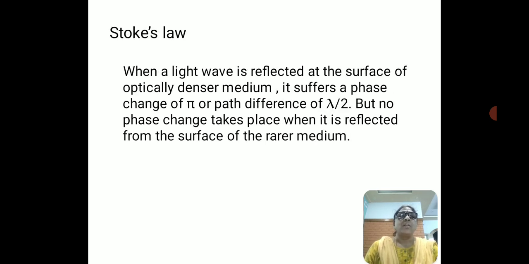Stokes law. This Stokes law applies when the reflection is from a denser medium or a rarer medium. When the light wave is reflected at the surface of an optically denser medium, it suffers a phase change of pi, or a path difference of lambda by 2. But no phase change occurs when it is reflected from the surface of the rarer medium.